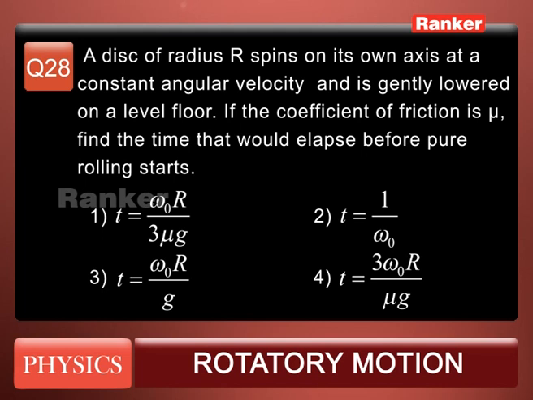Question number 28. Question is given as: a disk of radius r spins on its own axis at a constant angular velocity and is gently lowered on a level floor. If the coefficient of friction is mu, find the time that would elapse before pure rolling starts. First option t is equal to omega naught r by 3 mu g. Second option t is equal to 1 by omega naught. Third option t is equal to omega naught r by g. Fourth option t is equal to 3 omega naught r by mu g. See the solution, how to solve this one.